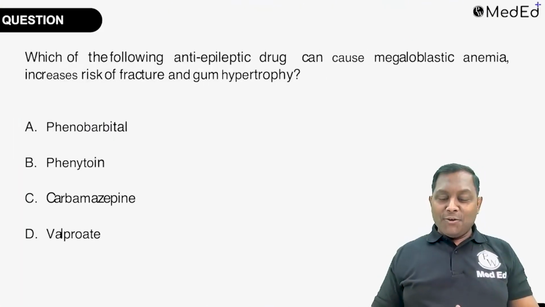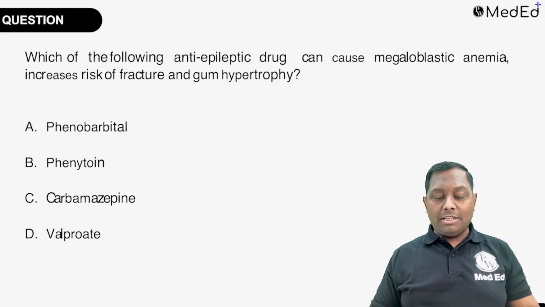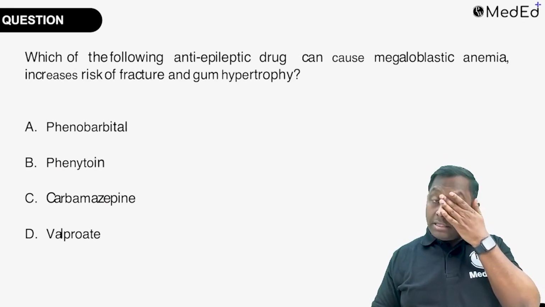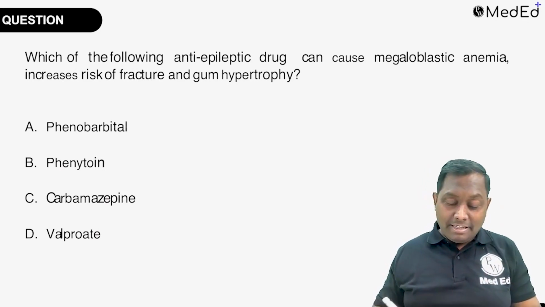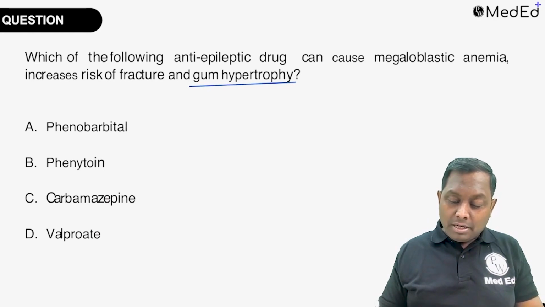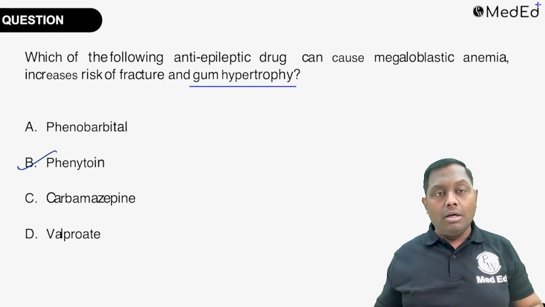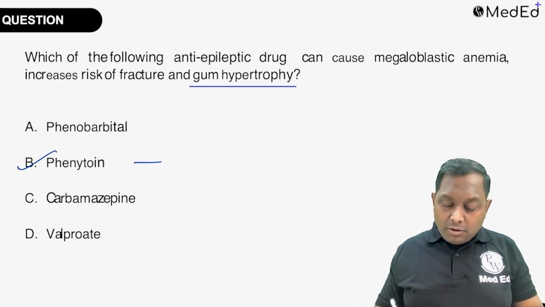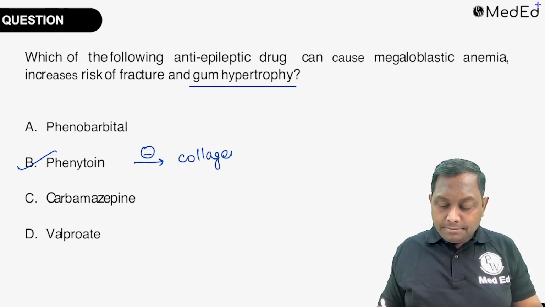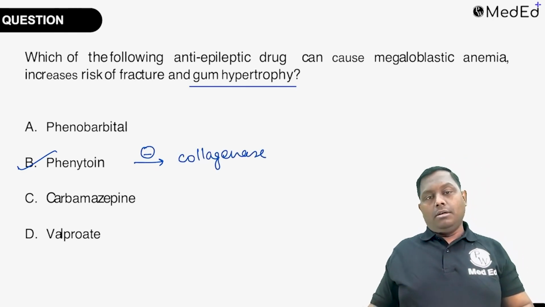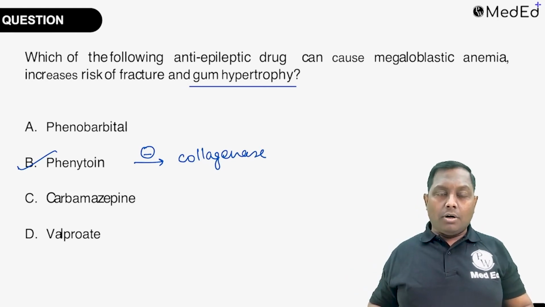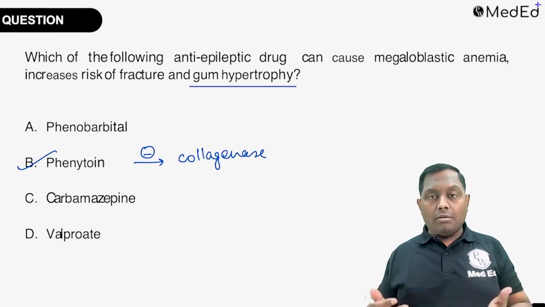Which of the following antiepileptic drugs can cause megaloblastic anemia, increase the risk of fracture, and gum hypertrophy? I think on seeing this, everyone must have given the correct answer. Gum hypertrophy, that is going to be phenytoin. Reason being that phenytoin has an inhibiting property on the enzyme collagenase. Collagenase normally does what? It causes breakdown of collagen.